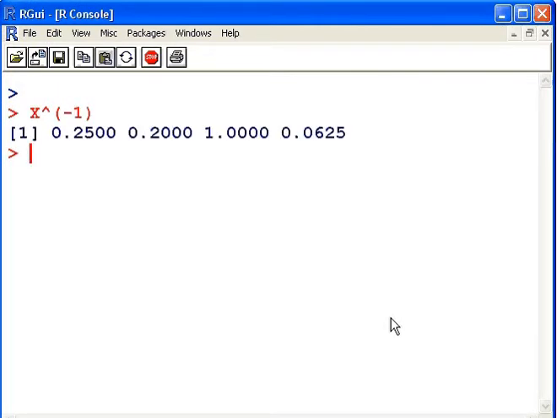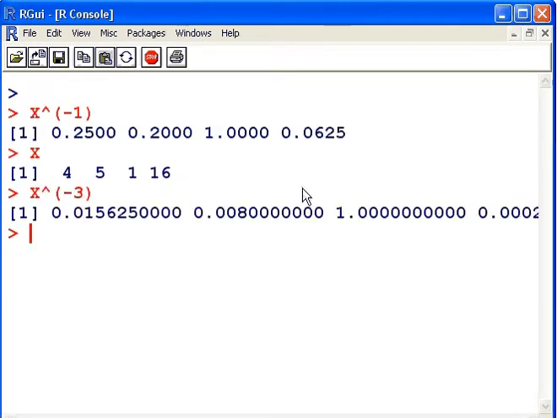This gives us the reciprocal. So this is 1 over 4. I'm just going to bring back x. 1 over 4, 1 over 5, 1, and 1 over 16. And we could do that for other numbers there. So 1 over x cubed. It goes off the screen there a bit, but you get the idea. Okay, so that is powers and roots.